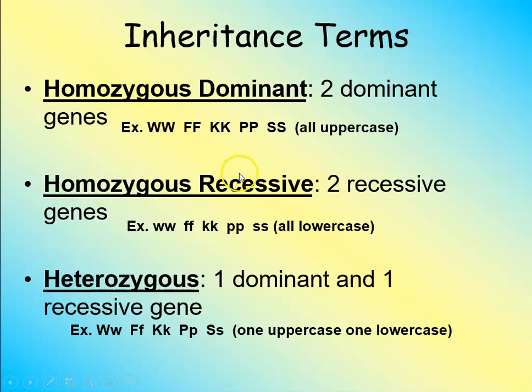Homozygous recessive. Homo again meaning the same. Recessive meaning that they're not as prominent. And then we have all these lowercase. So lowercase w, lowercase f, k, p, s. All lowercase. Heterozygous, meaning that they're different, which means one is going to be dominant and one is going to be recessive. So 1 uppercase letter and 1 lowercase letter. So capital W, lowercase w. Capital F, lowercase f.